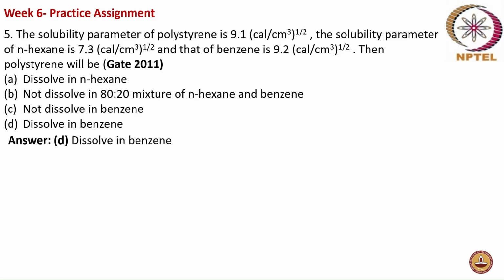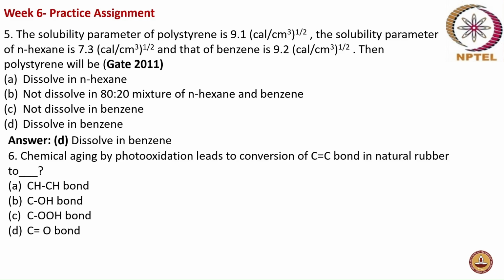Okay, got it. Next, chemical aging by photooxidation leads to conversion of the C double bond C bond in natural rubber to a dash bond, whether it is CHCH, or COH, or COOH, or C double bond O bond. Ma'am, carbonyl bond, the C double bond O.